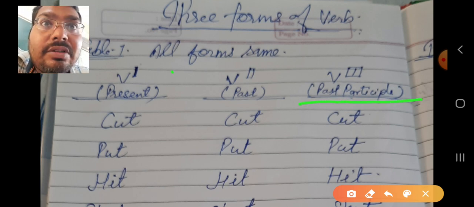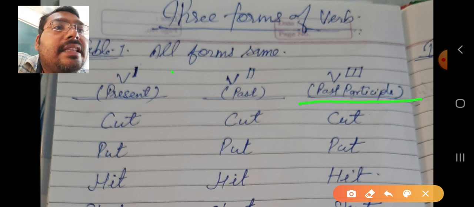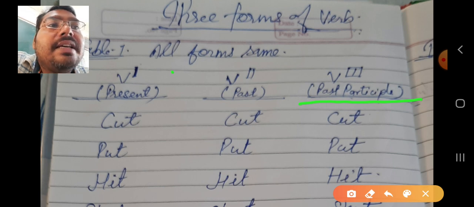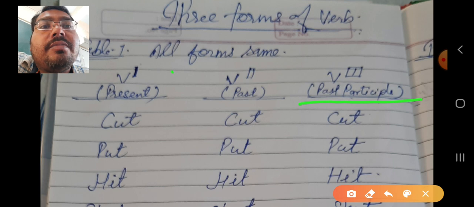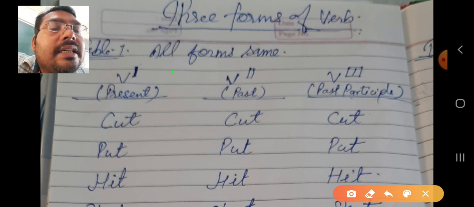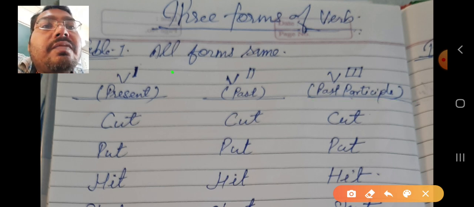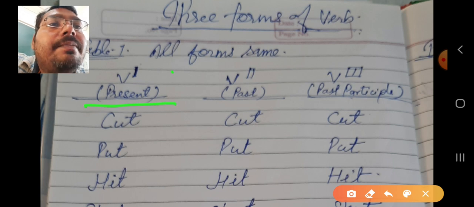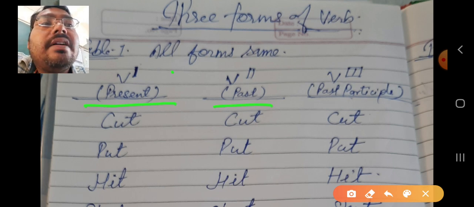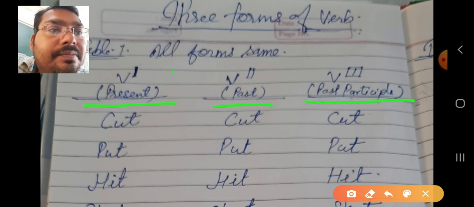Never get confused. Some children think that the third form is the future form. No, third form is known as past participle, PARTICIPLE, past participle form of the verb. So keep in mind that verb first form is known as present form of the verb, verb second form is known as the past form of the verb, and verb third form is known as the past participle form of the verb.